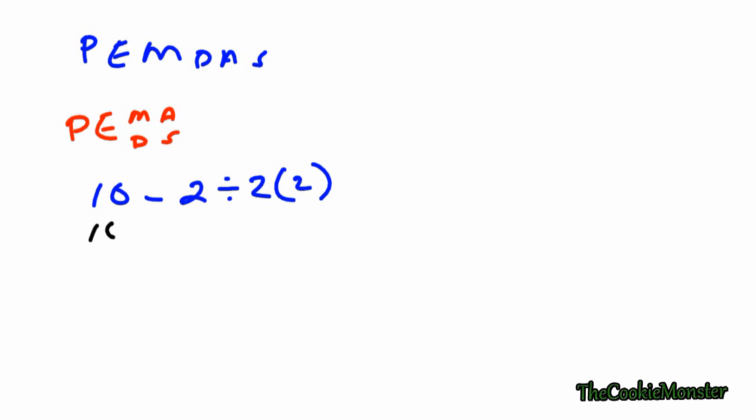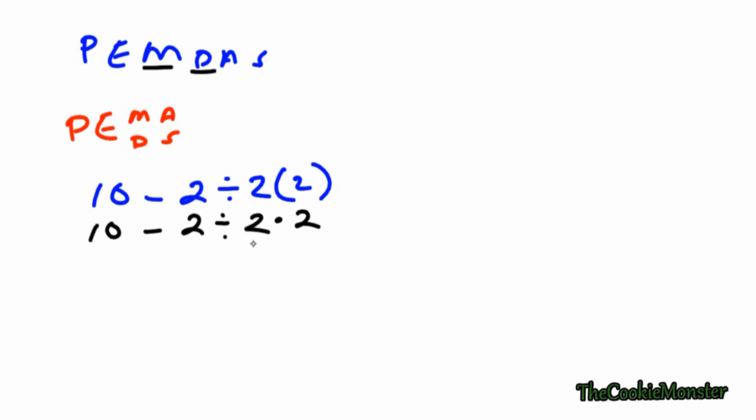So because it's all by itself, these parentheses are basically useless. So what you could do is rewrite it as 10 minus 2 divided by 2 times 2, like that. So now, between divide and multiply, you have to do whichever is first in the question, not in the PEMDAS acronym. So in the PEMDAS, multiply comes before divide. That doesn't mean you have to do multiply before divide. Matter of fact, you can't.